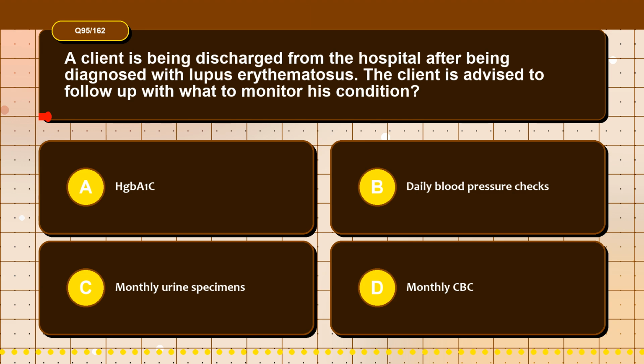Question 95. A client is being discharged from the hospital after being diagnosed with lupus erythematosus. The client is advised to follow up with what to monitor his condition? Here are the options. Option A: HbA1c. Option B: daily blood pressure checks. Option C: monthly urine specimens. Option D: monthly CBC.